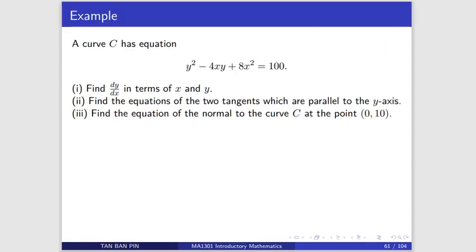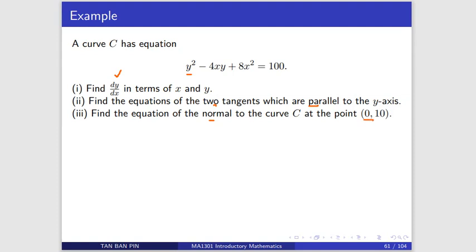Let's look at this example. You have a curve with this equation. In the first part, you are asked to find dy/dx. Then you are asked to find the equation of the two tangents which are parallel to the x-axis. And in part 3, you are supposed to find the equation of the normal to the curve C at the point (0, 10).